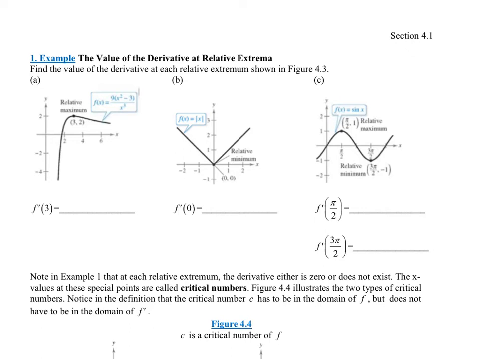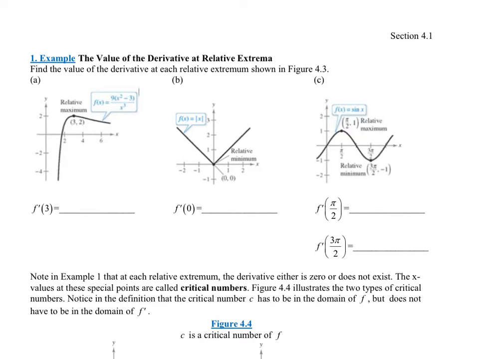So let's look at example 1 here. What it's done is it's not formally saying where a max or min has to occur, or what property we care about. What it's asking us to do is to investigate. So it says find the value of the derivative at the extrema shown in figure 4.3.